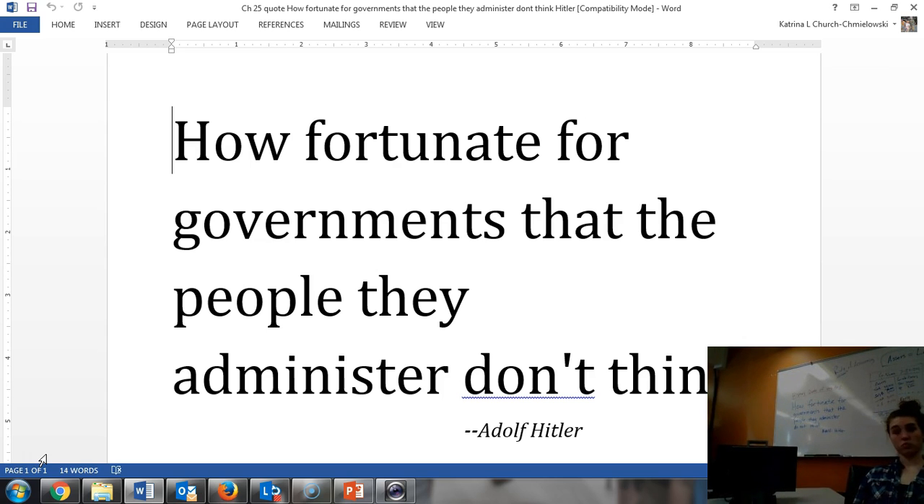Oh, and look at that quote by Adolf Hitler. Yes, the quote of the day. How fortunate for governments that the people they administer don't think. So, do you think that's applicable in this case?